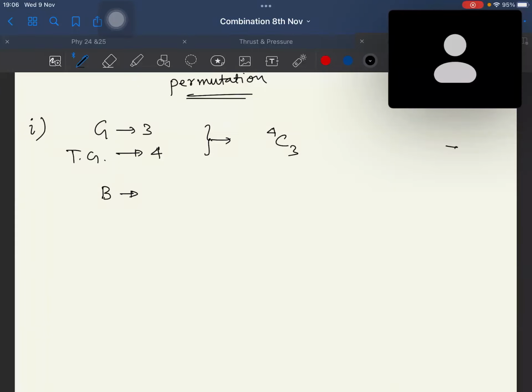Okay, how many boys will be there now? If the committee is made of 7 persons and 3 of them are girls, how many boys are there? 4. Total, how many boys are there? 9. So how can you select 4 boys out of 9? 9C4. Total combination, how much did you get? We have to multiply. Yeah, just multiply this. How many combinations are possible?